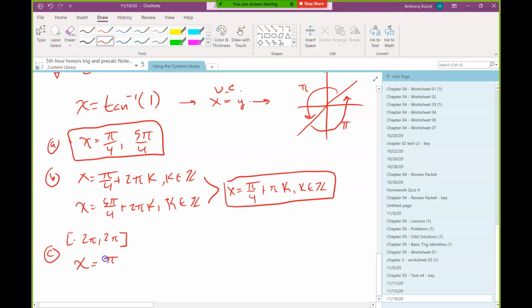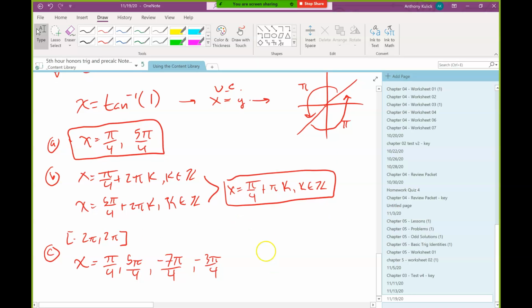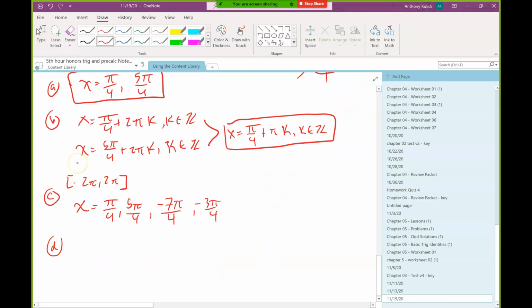So C is the interval from negative 2 pi to positive 2 pi. Well, I know that my answers from 0 to 2 pi are still answers from negative 2 pi to 2 pi, because 0 to 2 pi is a subset of negative 2 pi to positive 2 pi. And I'm also going to have answers that are coterminal to pi over 4 and coterminal to 5 pi over 4. And I can get those just by subtracting 2 pi. So 1/4 pi minus 2 pi is negative 7/4 pi. And 5/4 pi minus 2 pi is negative 3/4 pi. And if I subtracted 2 pi again, these would both be too small. They'd be less than negative 2 pi. So I know that those are my only answers.